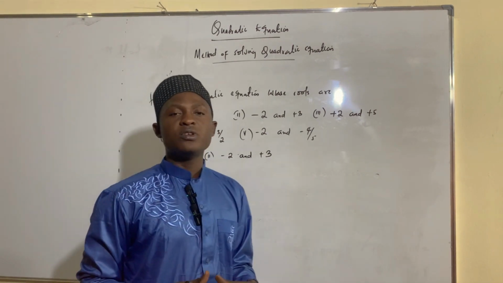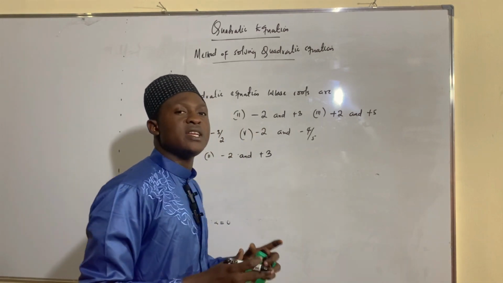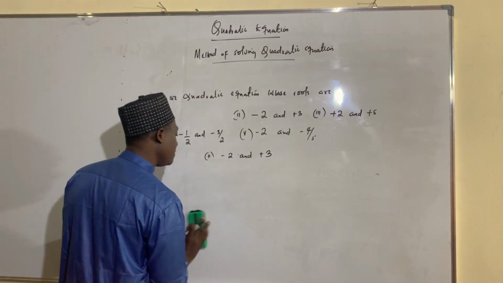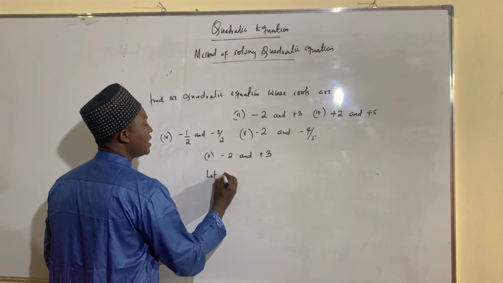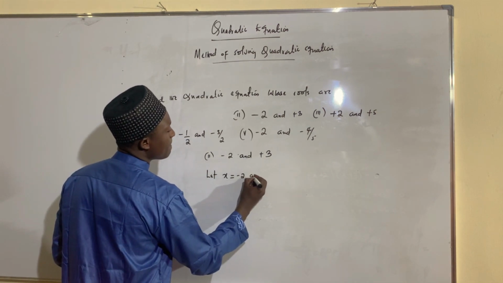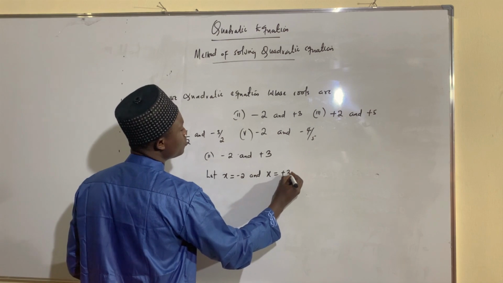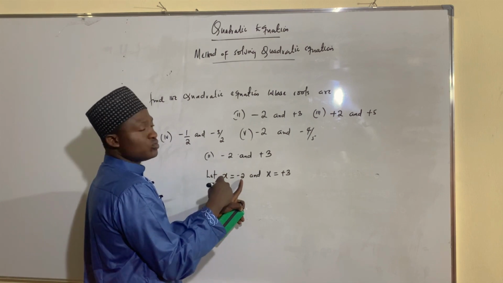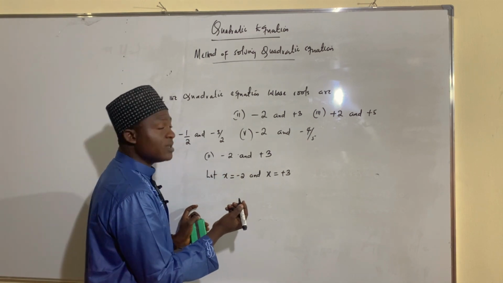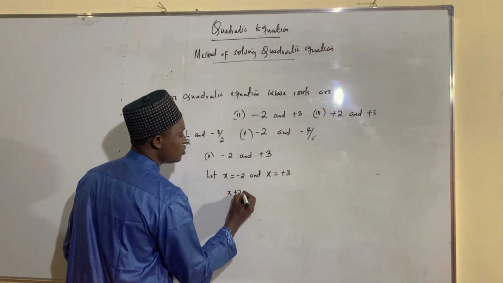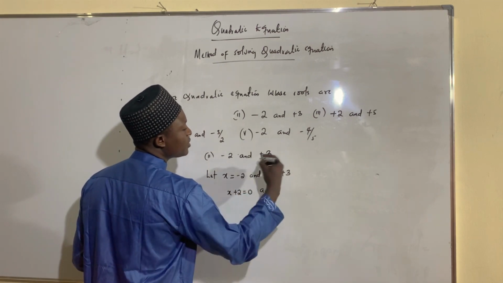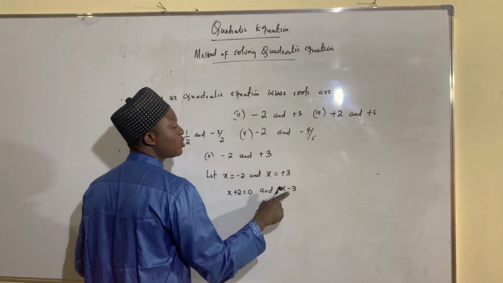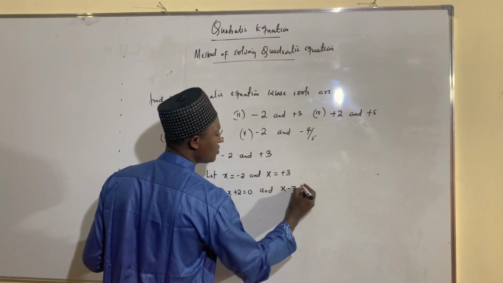Now, if you are going to follow the same process, the same method, you can use any alphabet of your choice. You can use X, you can use Y, you can use Z. Now, if I want to do the same thing, I can say let X equal to minus 2 and let X equal to plus 3. Just like what we did the other time, minus 2, when the minus comes to this side, it's going to become what? Yeah, plus. That means that we have X plus 2 is equal to 0. And the second one, because this one is positive, when the positive comes to this side, it's going to become minus. That's X minus 3 is equal to 0.